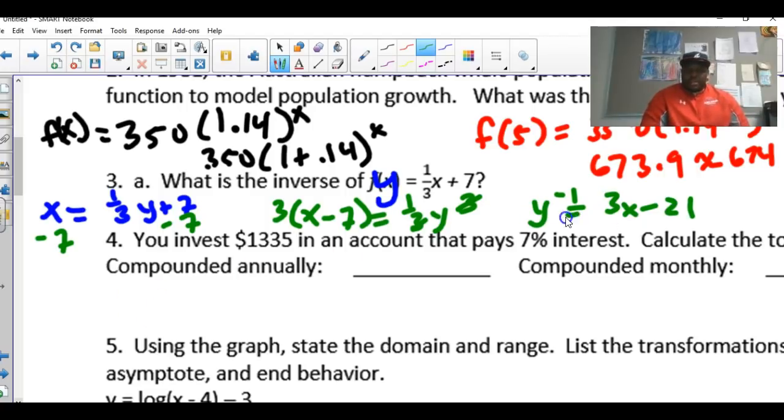There, guys, that's your inverse. And this little symbol right here means inverse. Y equals 3x minus 21, or the inverse of y is 3x minus 21. This is your inverse right here, guys.